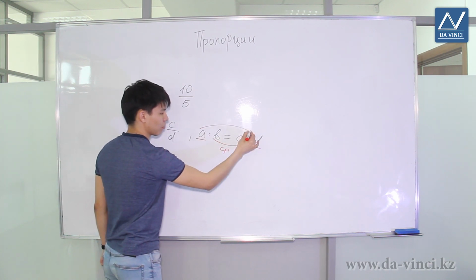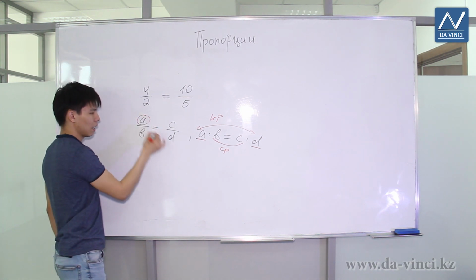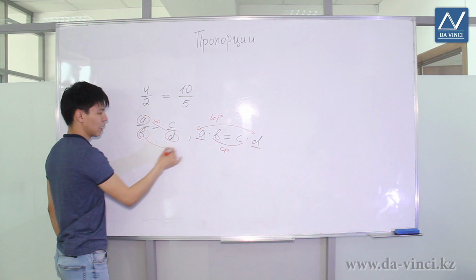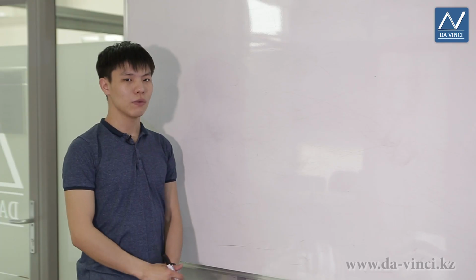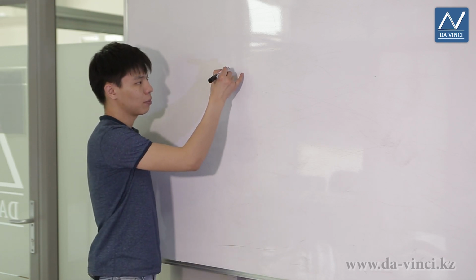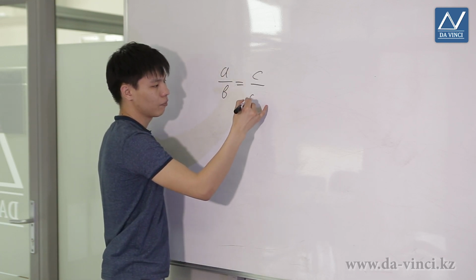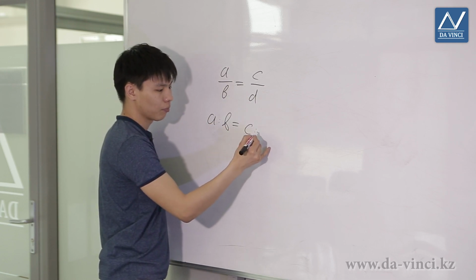So these are the extreme ones. Here we have A and D. These are extreme. B and C, these are the middle ones. Let's consider the basic property of proportion. Let's write out the proportion of two types: A to B is equal to C to D, or, which is the same, A divided by B is equal to C divided by D.